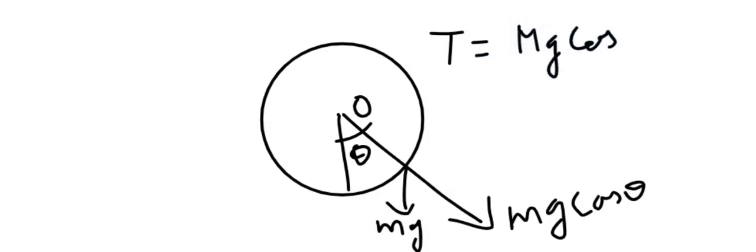Let me draw the circle. So let us take the center to be O. This is now going to be the lowest point. So at this point you can resolve this, let this be mg. So this will be mg cos theta. Let this angle be theta. So now we know the tension T is equal to mg cos theta plus mv squared by r, where mv squared by r is nothing but the centripetal force.